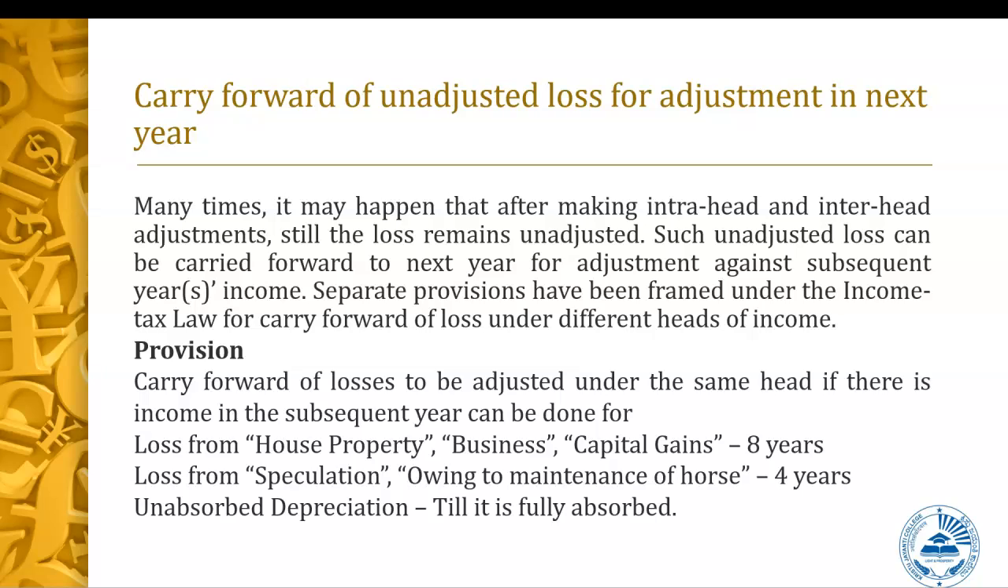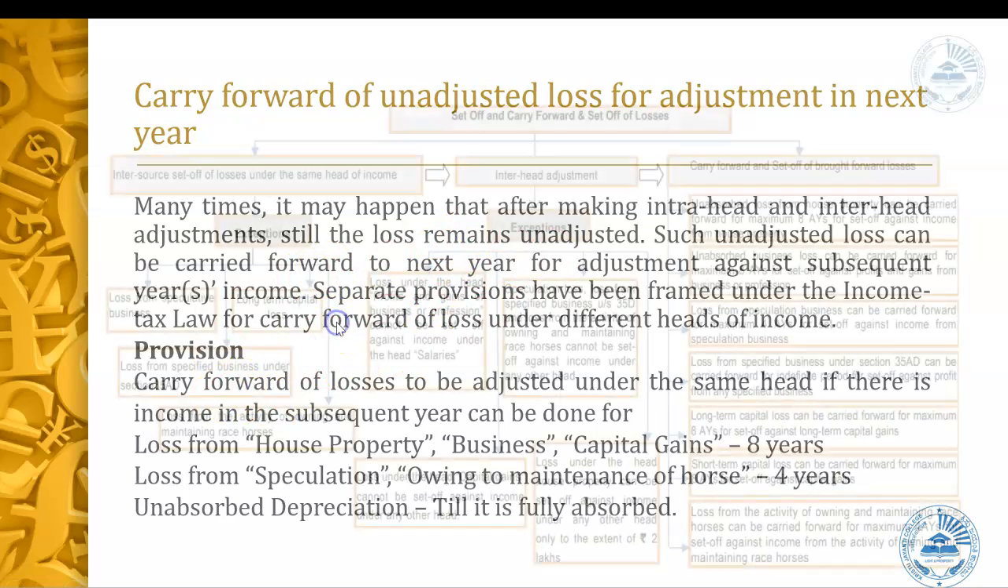8 years. That is, if it is starting in the financial year 2020-2021, it could be adjusted in 21-22, 22-23, 24-25, 26-27, 27-28, 28-29, 30-31. So within 31, it has to be adjusted. If it has not been possible, it cannot be adjusted. Whereas with regard to speculative loss, it can be transferred or carried forward only for a period of 4 years. And the condition for unabsorbed depreciation is that it can be transferred until it has been fully absorbed. So these are the conditions with regard to carry forward of losses.